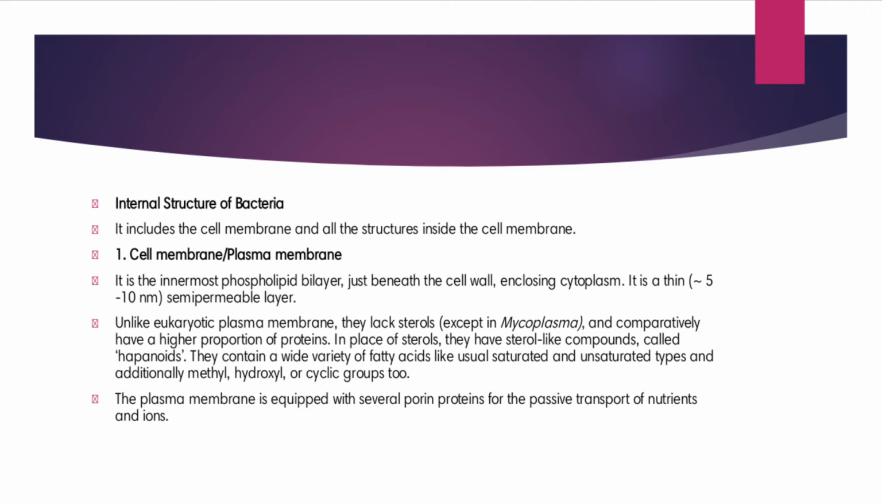In place of sterols, they have sterol-like compounds called hopanoids. They contain a wide variety of fatty acids, like the usual saturated and unsaturated types, and additionally methyl, hydroxyl, or cyclic groups too. The plasma membrane is equipped with several porin proteins for the passive transport of nutrients and ions.